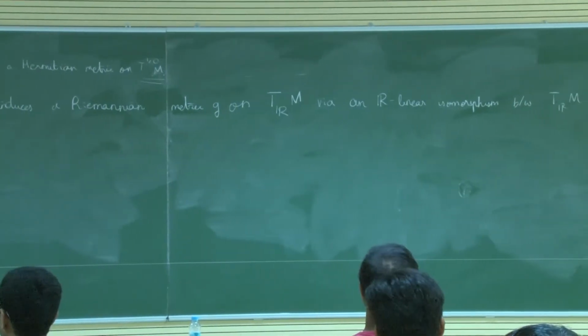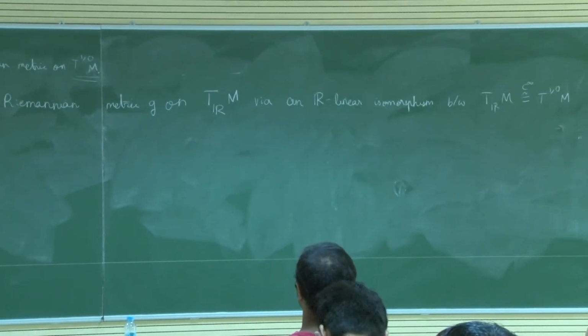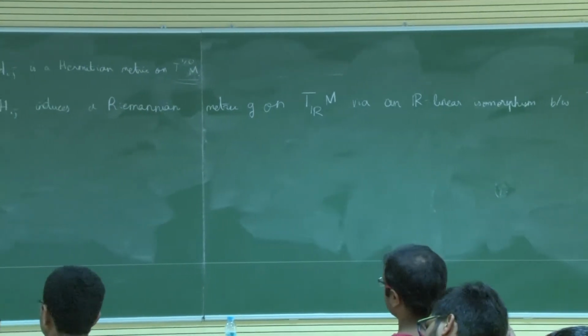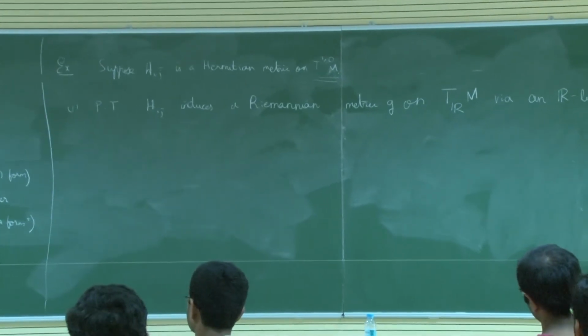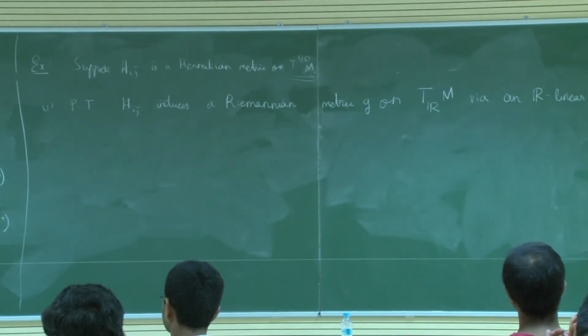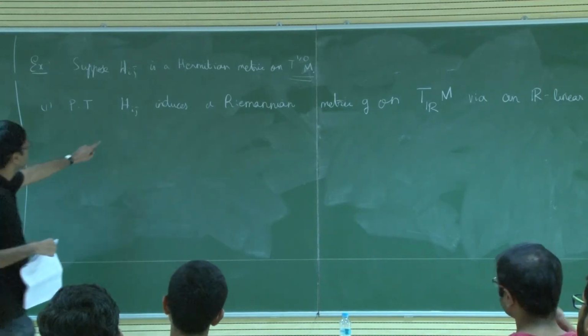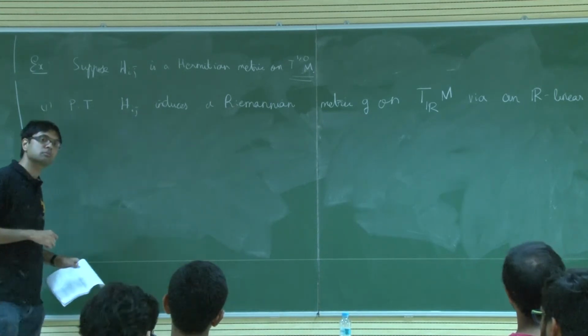Why would there be an isomorphism between vectors spanned by d/dx1, d/dy1, d/dx2, d/dy2 and so on, and vectors spanned by d/dz1, d/dz2 and so on? I claim there's an obvious map between these two. And using that obvious map, this thing induces a Riemannian metric on the other thing.